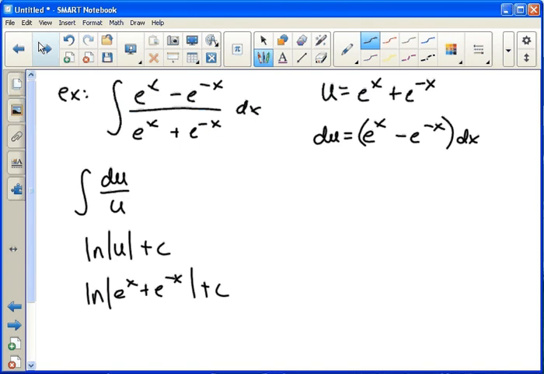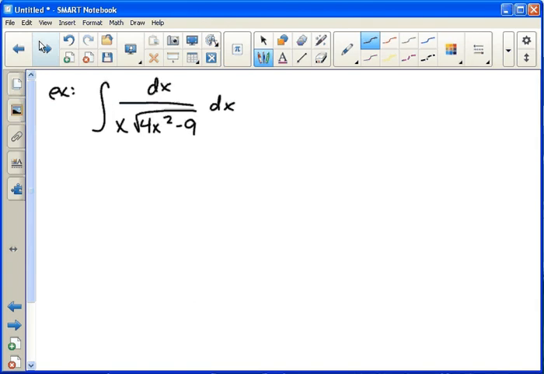Alright, now I didn't put all the rules up for this one because there's 3 of them. You should know them by now. That's the inverse trig rules. So this is one of the inverse trig.